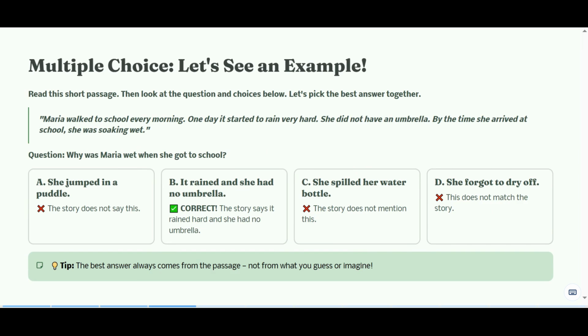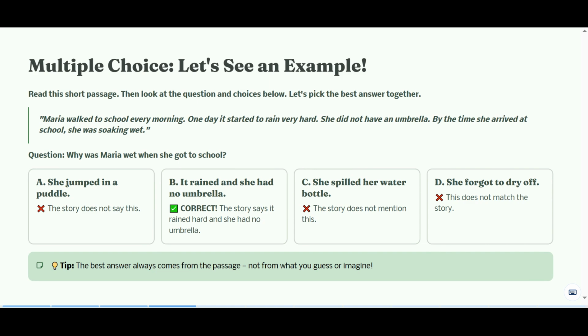Multiple choice. Let's see an example. Read this short passage, then look at the question and choices below. Let's pick the best answer together. Maria walked to school every morning. One day it started to rain very hard. She did not have an umbrella. By the time she arrived at school, she was soaking wet.